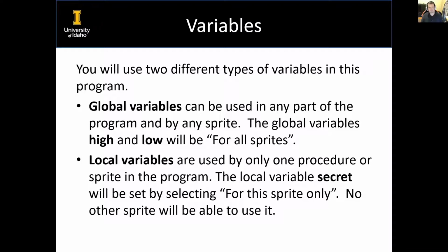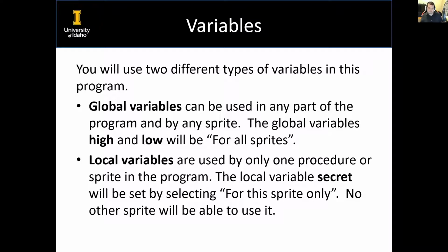On the flip side of global variables, we have local variables. These are only used in one procedure or by one sprite or by one piece of the program. We're going to make one called secret, and we're going to be utilizing a setting that says for this sprite only. With that, no other sprite is going to be able to utilize it. Local variables are probably used more in most programming than global variables.